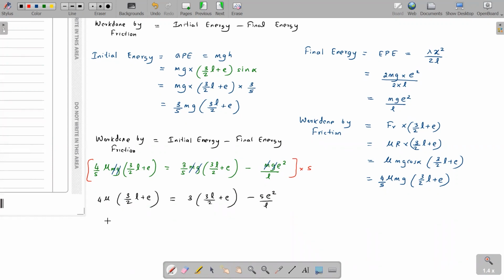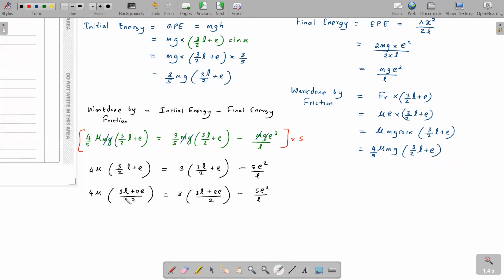Okay, so now let's simplify here. Taking the common denominator here, I get 3L plus 2E over 2. This side I get 3 times 3L plus 2E over 2. This side I get 5E square over L. Before I move this to the other side to make the subject, I need to simplify this side, taking the common denominator with 2 and L, right? So 2L is a common denominator, which means this 3 should be multiplied with an L. And this one I will multiply up and down with a 2. Is that okay?